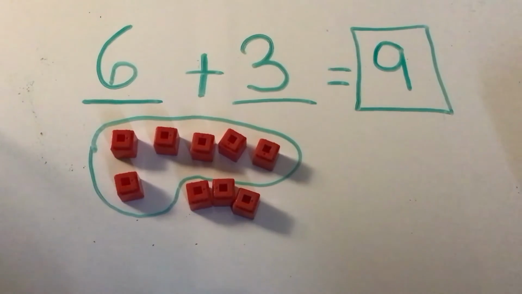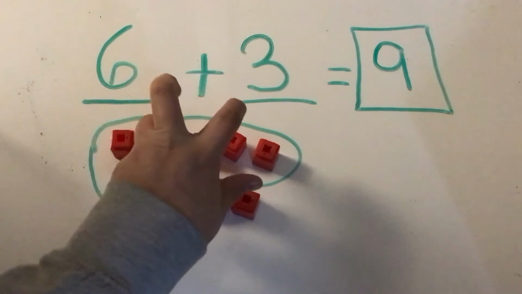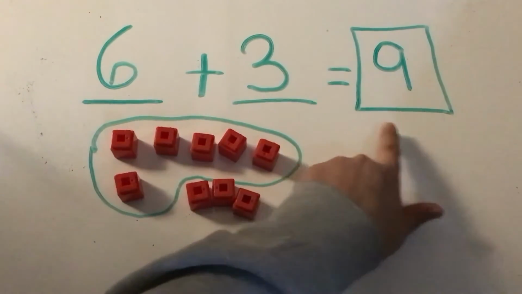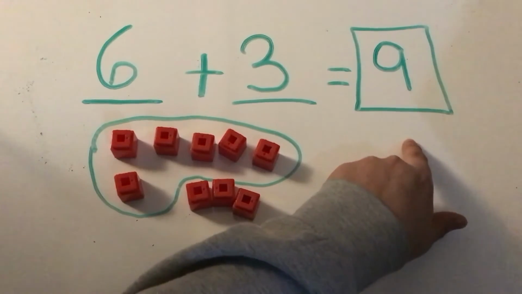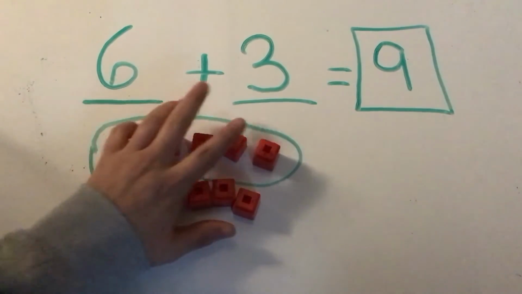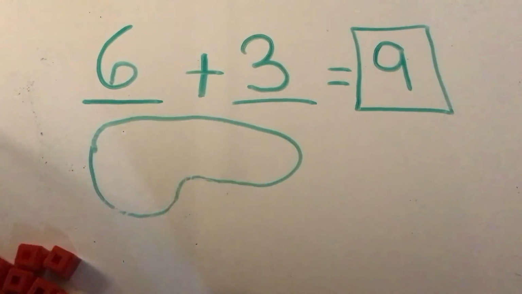How did you know where each of the numbers belonged? Well, we know that 6 and 3 are the parts. And 9 comes after the equal sign because it's how many we have all together. Okay, let's do another problem.